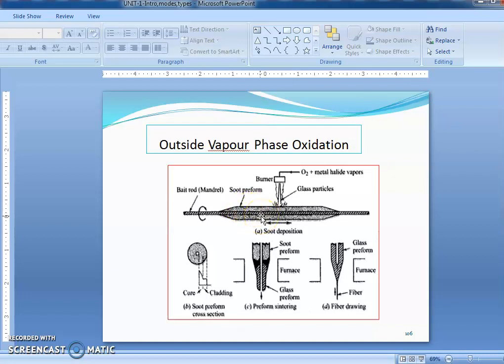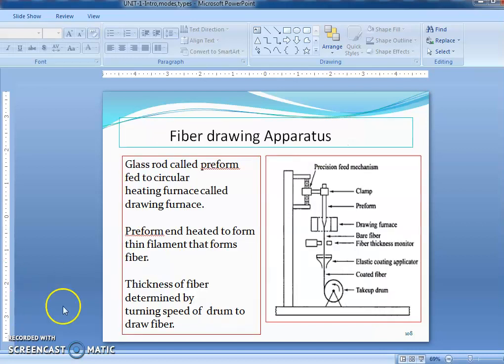What is a preform? Before forming a glass fiber, initially a preform will be formed. This mandrel can be removed in order to extract the porous tube. Then it is vitrified to form a clear preform. This preform is then mounted on a fiber drawing apparatus to form the fiber. This is a fiber drawing apparatus. This is a preform. This is a drawing furnace, a circular heating furnace. The end of the preform is heated to form a thin filament. Then the thickness of the fiber is controlled by the turning speed of the take-up drum.